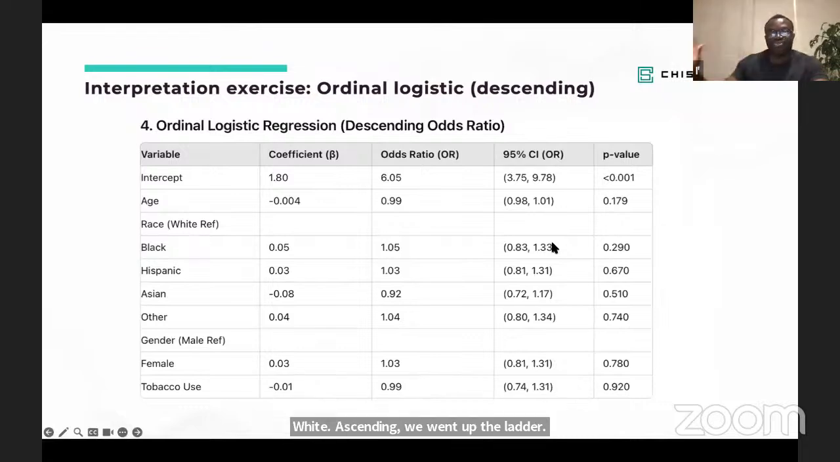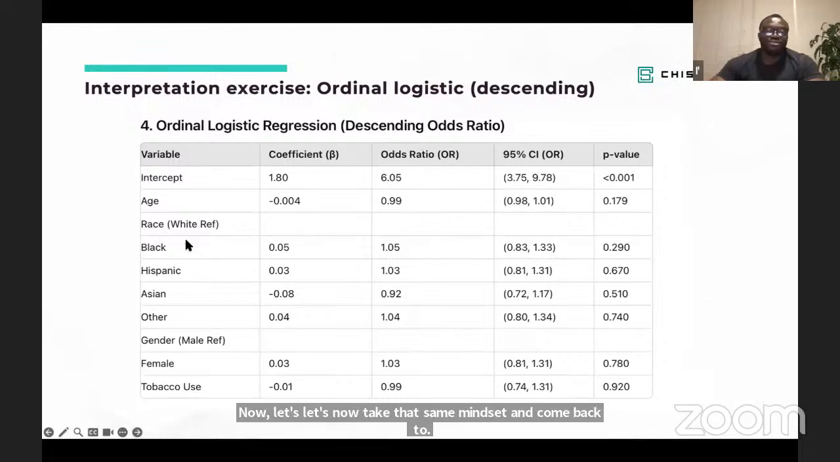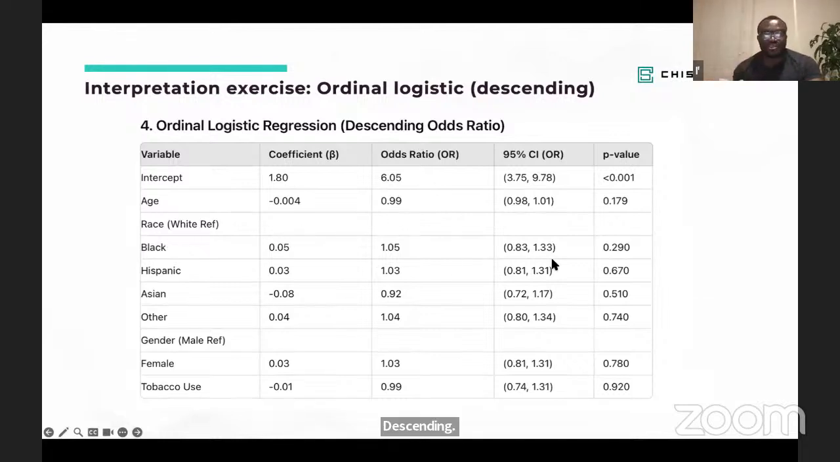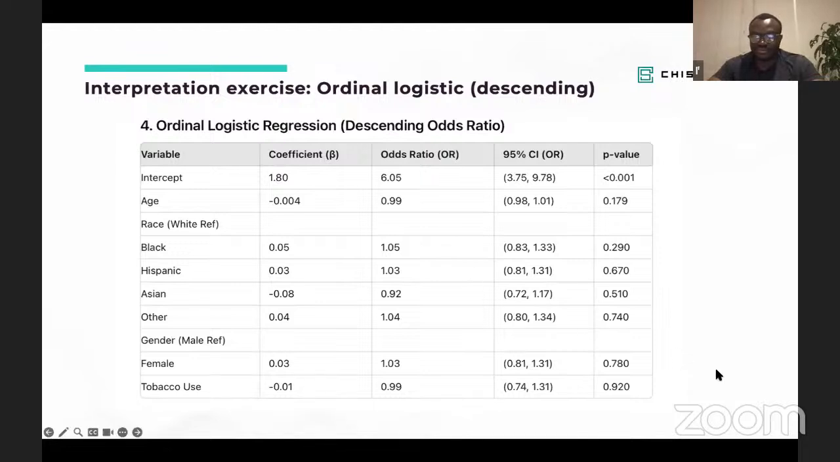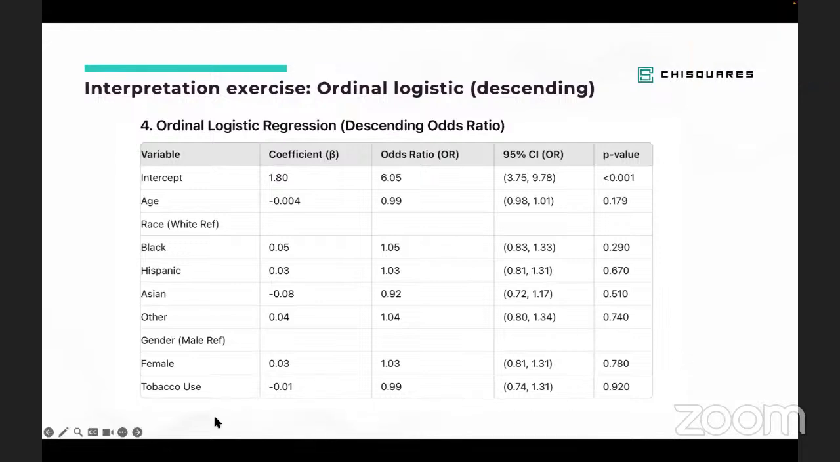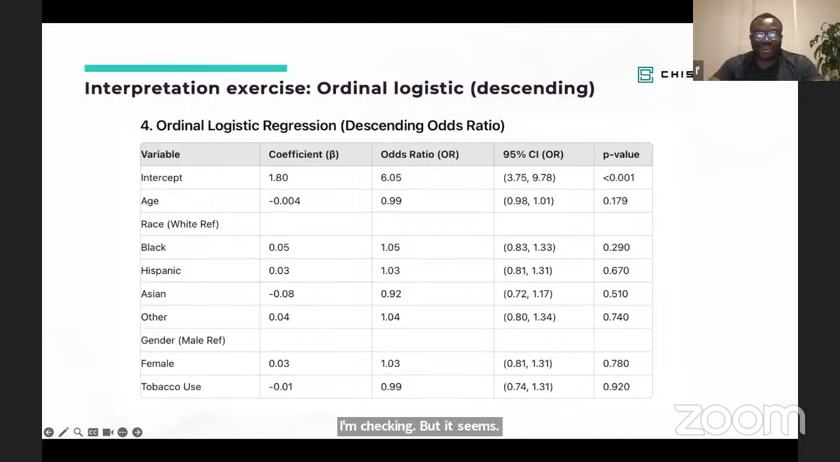Now let's take that same mindset and come back to descending. Who wants to interpret black for us in the context of descending odds ratios? It has to be somebody who has not answered before. I would choose somebody like the military chooses volunteers. You are all volunteers. I'm just going to pick a random person, and you have to be a good sport and give it a try.